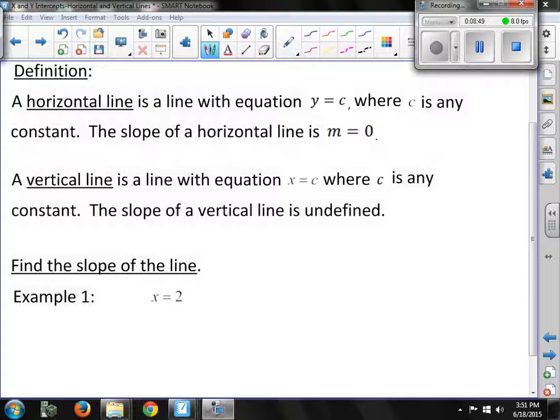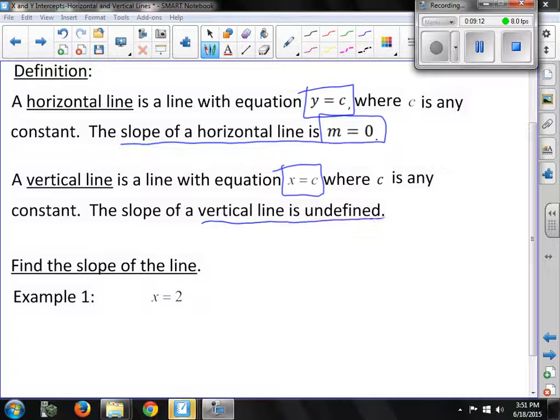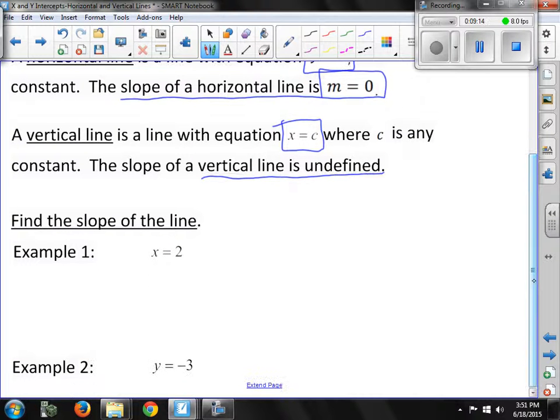Okay, so a few more definitions. A horizontal line is a line with an equation of y equals a constant number. The slope of a horizontal line is always 0. A vertical line is a line with an equation of x equals a constant number. The slope of a vertical line is always undefined.